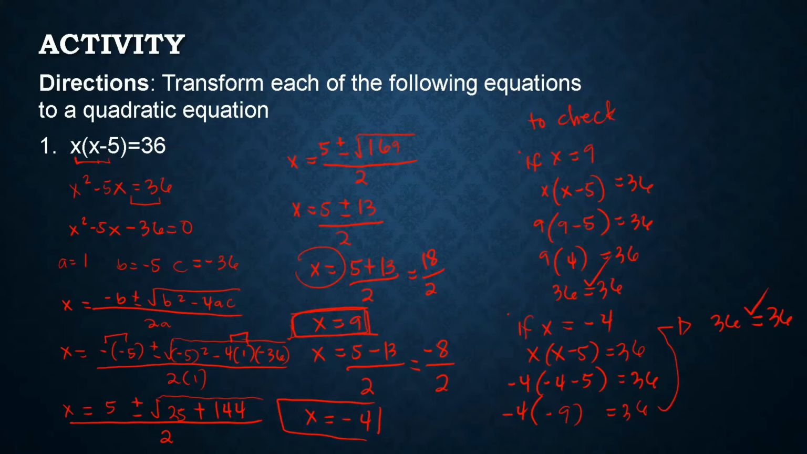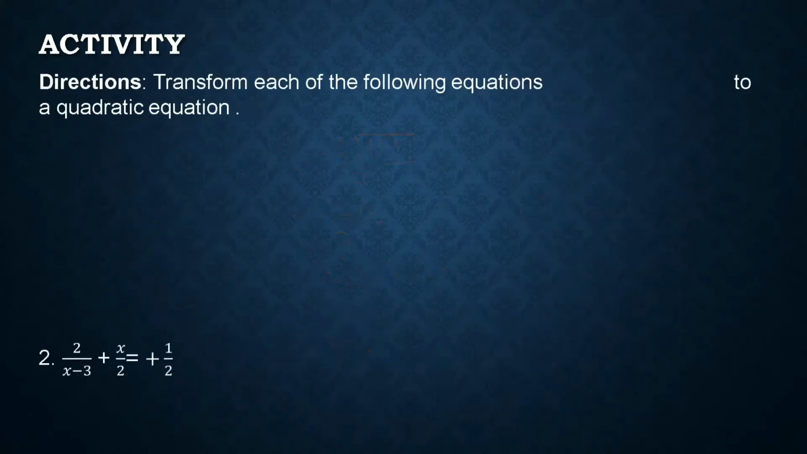So the roots of x times the quantity of x minus 5 equal to 36 are 9 and negative 4. Next, let's proceed with the second item. What we are going to do is to transform this equation to a quadratic equation. So first, we identify that the given is rational.